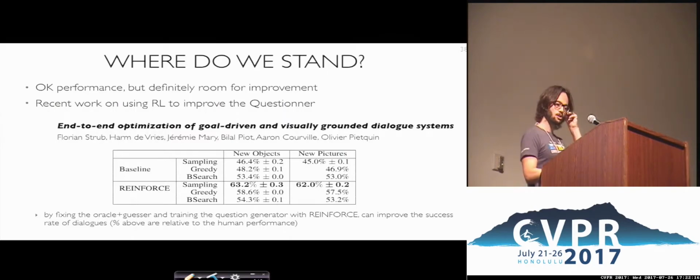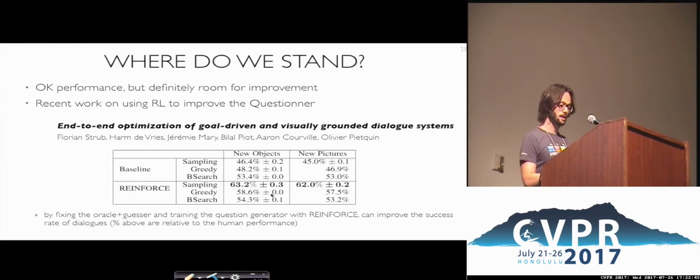All right, so I'll just end by mentioning some future directions. I just suggested you might want to do RL here because we have a reward signal, which is success of the game. And we could do this to just train everything together. Here in this paper that was presented at this workshop and that's accepted at IJCAI, with, again, Florian and Harm, they've looked at just training the questioner with REINFORCE, keeping the other components fixed.